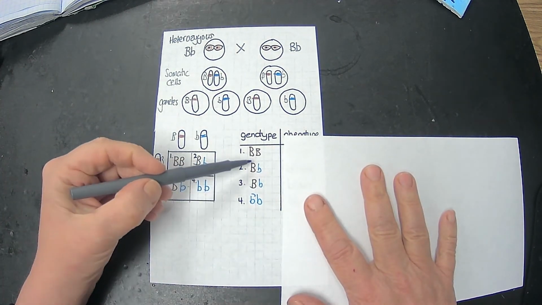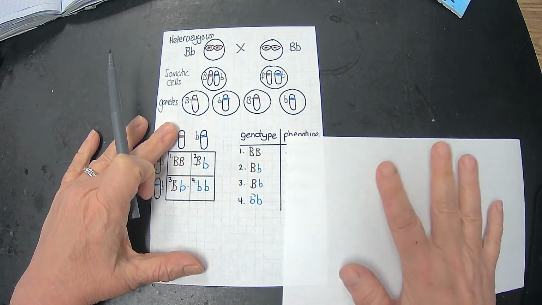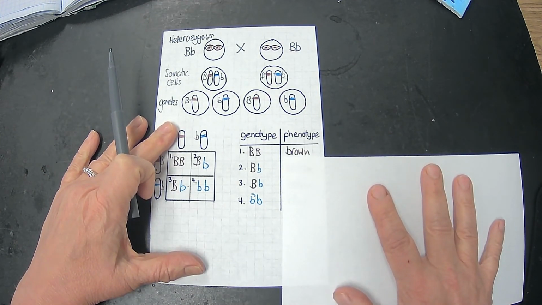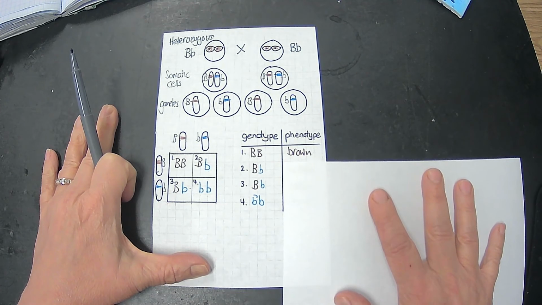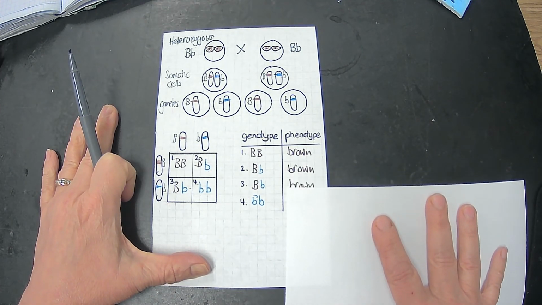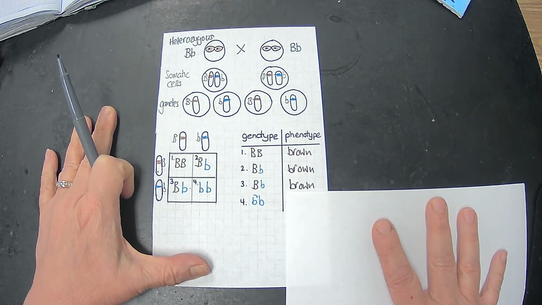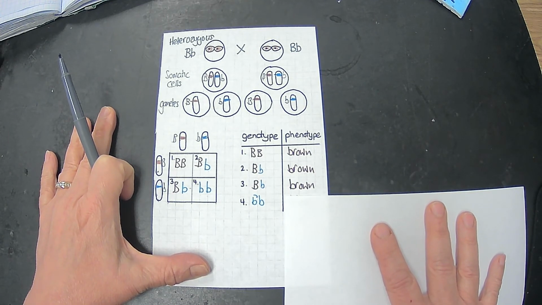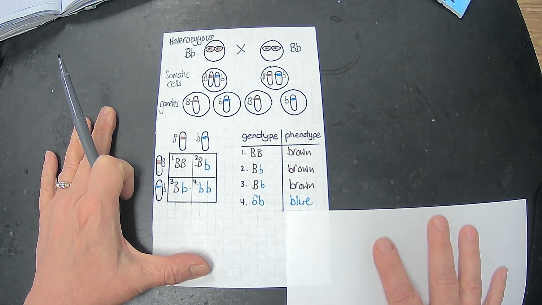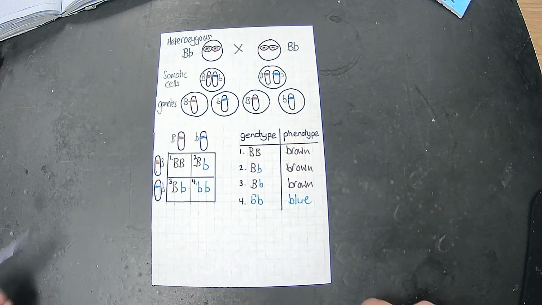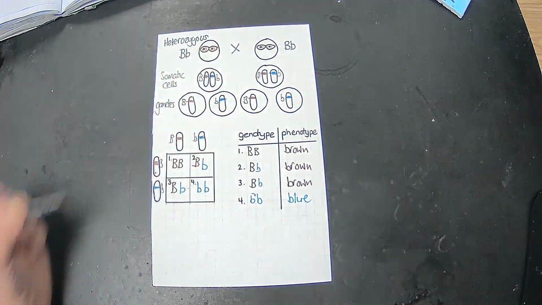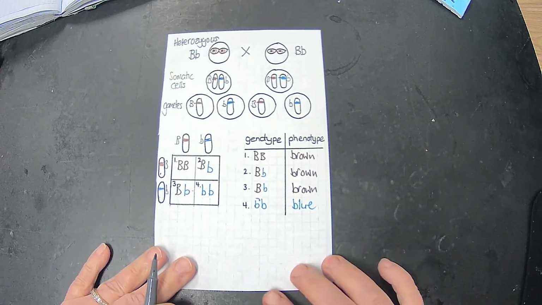And the phenotype: big B, that is going to be brown. Big B, little b, brown is dominant. You only need to inherit one dominant allele to have that characteristic. Number three would be brown. And the only way you can have blue eyes is if you are homozygous recessive, so that's what the last one would be. So my question was, what is the chance of these two brown-eyed people having a blue-eyed child?